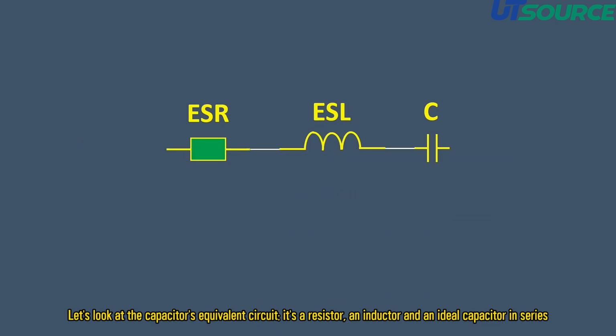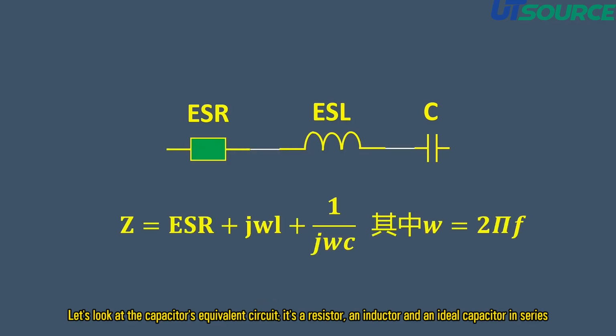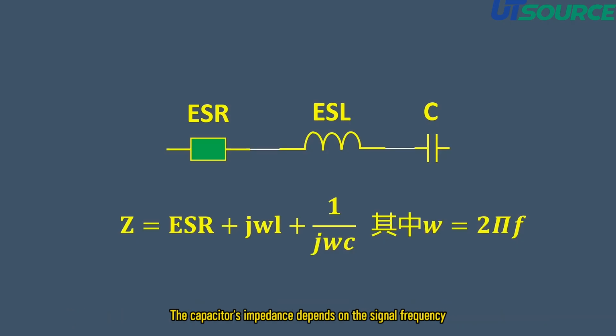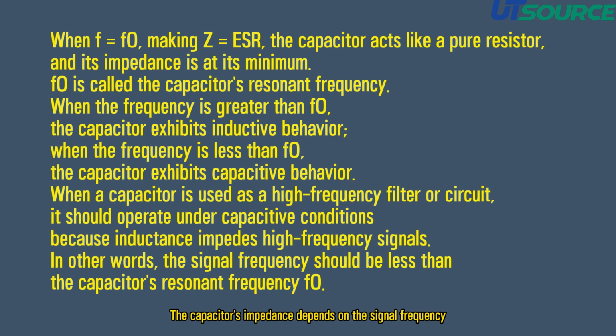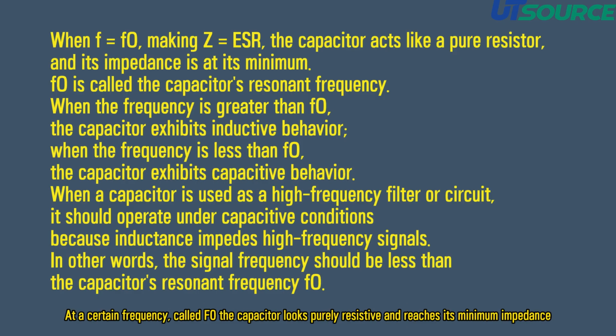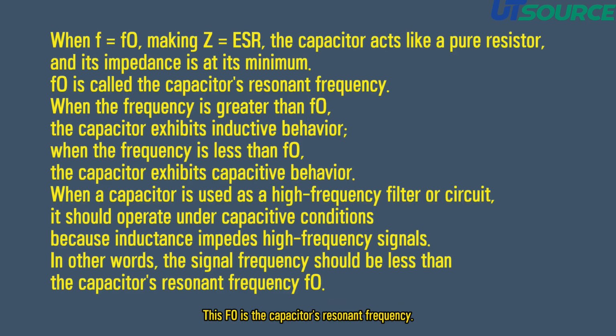So why do we usually choose 100 nF instead of 10 nF or 1 µF? Let's look at the capacitor's equivalent circuit. It's a resistor, an inductor, and an ideal capacitor in series. The capacitor's impedance depends on the signal frequency. At a certain frequency, called F0, the capacitor looks purely resistive and reaches its minimum impedance. This F0 is the capacitor's resonant frequency.